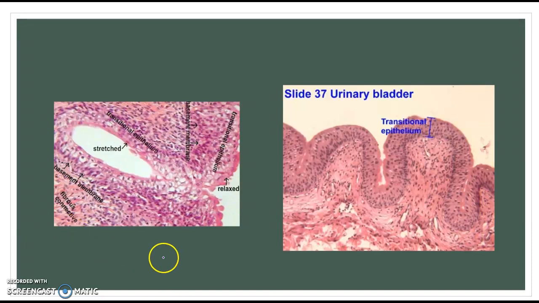So here is some transitional epithelium. This one particularly is in the urinary bladder. So this would be a relaxed urinary bladder right now because you can see there's a lot of layers of cells right there. But as this fills up with urine, okay, as urine is filling up into the bladder, this all expands. And the cells are going to slide past each other to the point that they're a single layer of cells.